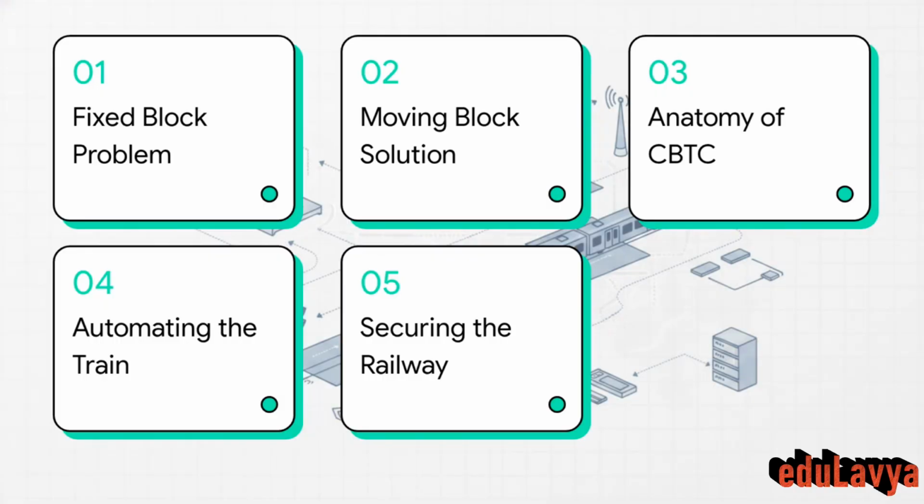We've got 5 main topics on the agenda today. First, we'll look at the fixed block problem. Then, we'll dive into the moving block solution. Check out the anatomy of CBTC subsystems, talk about automating the train, and finally, touch on securing the railway. Let's get right into it.